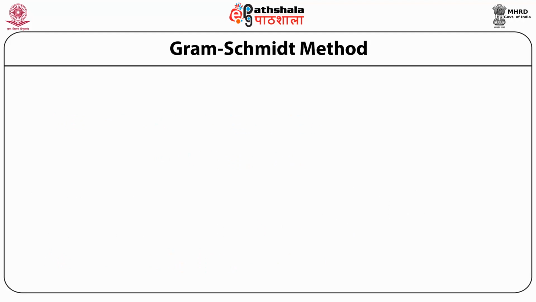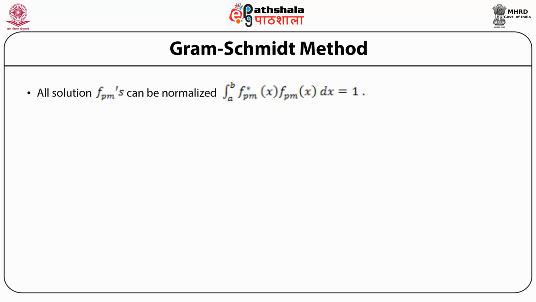Now the Gram-Schmidt method consists in the fact that all solutions f_pm can be normalized. Take any solution f_pm. Normalization of the solution means that the integral from a to b of the product f_pm star f_pm integrated over dx is equal to 1.